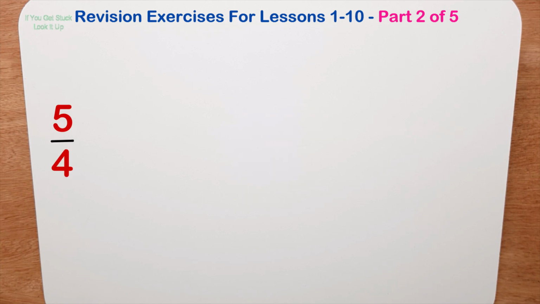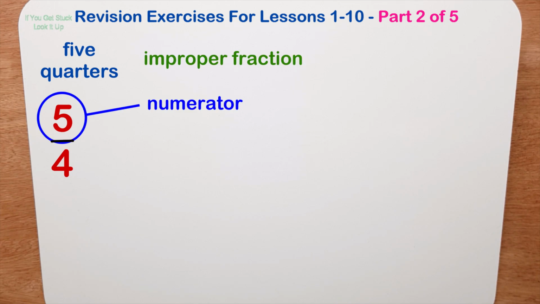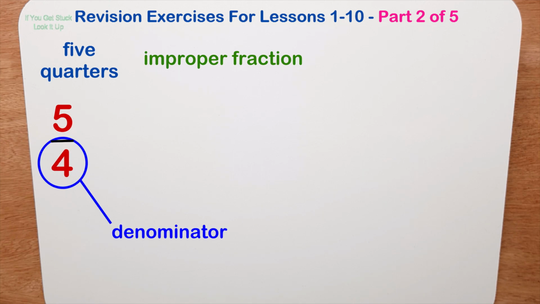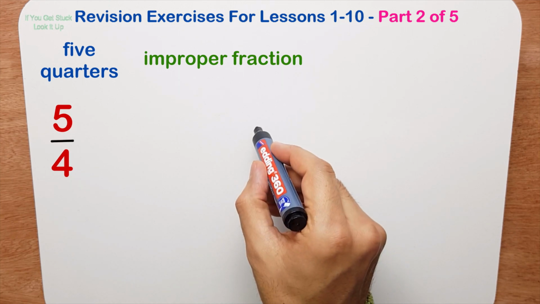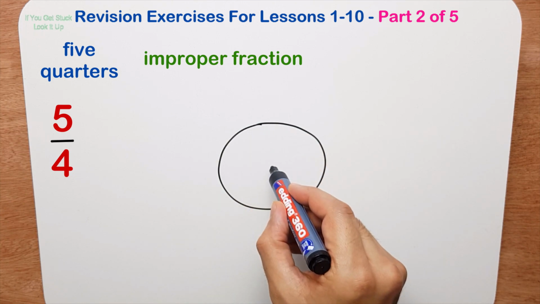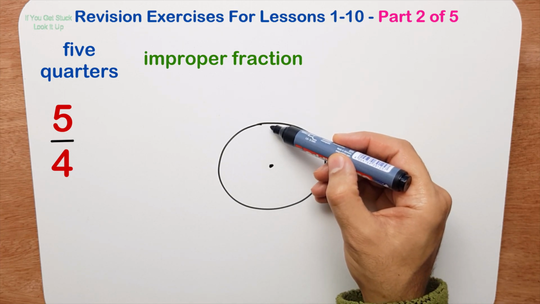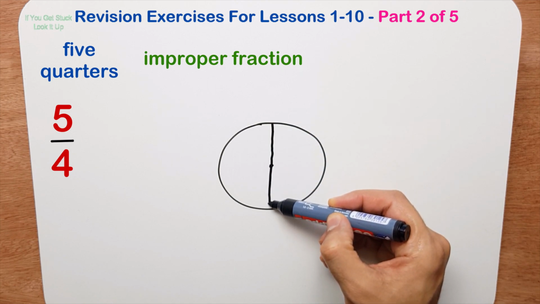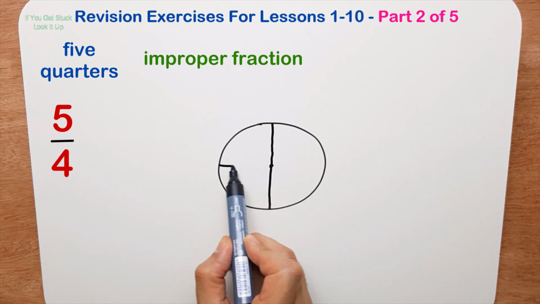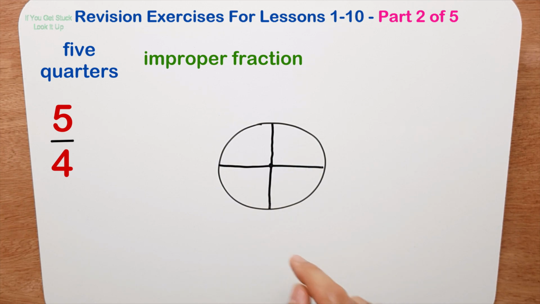The next fraction is 5/4. It's an improper fraction because the numerator is bigger than the denominator. So I'm going to draw one pizza. There's the center. And I'm going to cut it into 4 equal pieces. I'm going to cut it into quarters. So what did we say about cutting it into quarters? You halve it, straight down, and you halve it again, straight across. So now I've got 4 equal pieces.